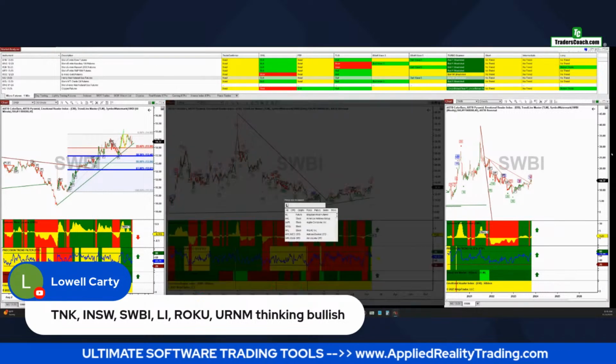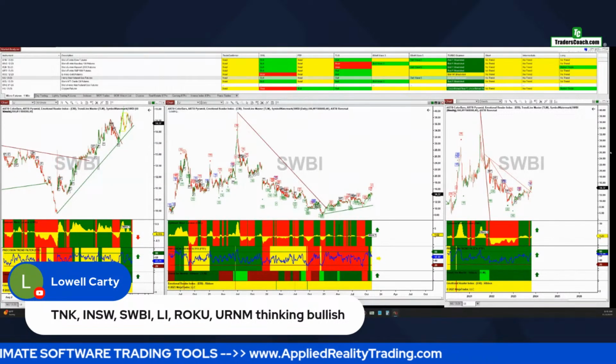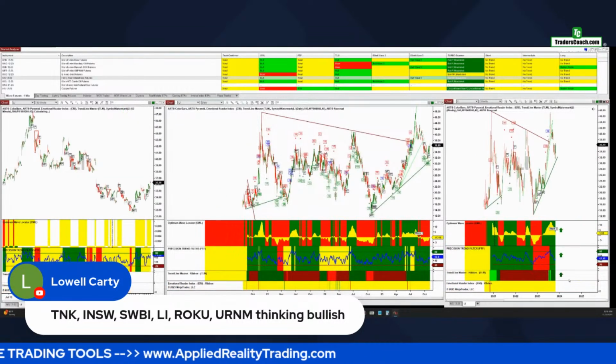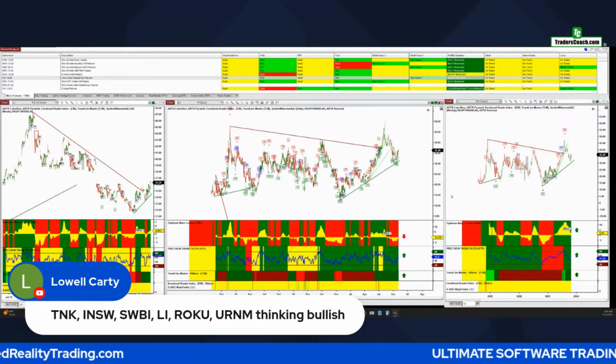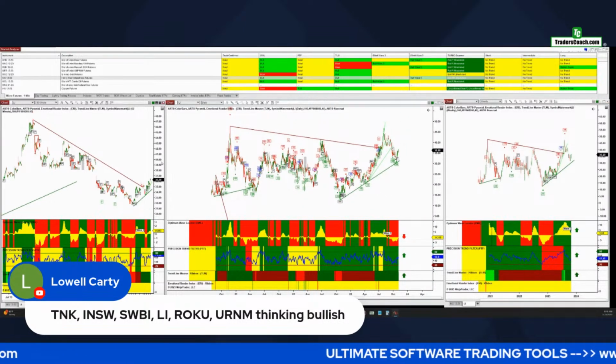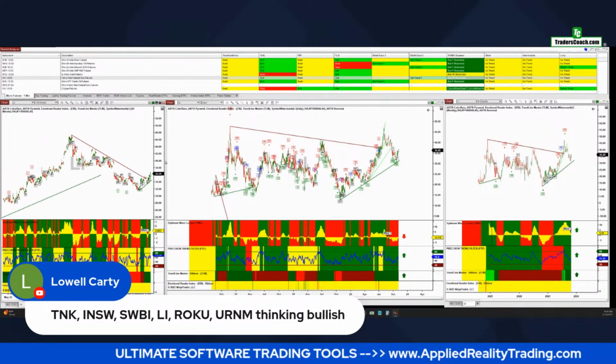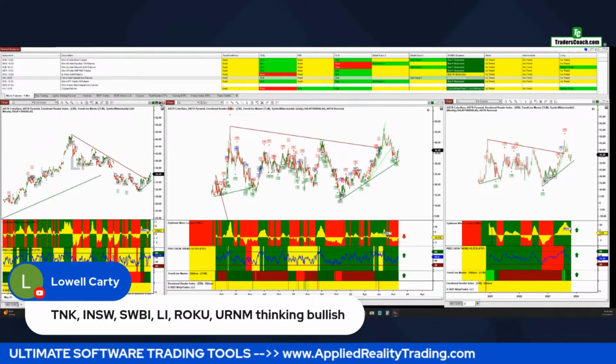All right, LI. Let's take a look at LI here and see how it goes. Not much history on this one. Hard to get an Elliott wave on the weekly chart, also hard to get one on the daily chart, and a little bit better on this one. Let me open up the 60-minute for a minute.